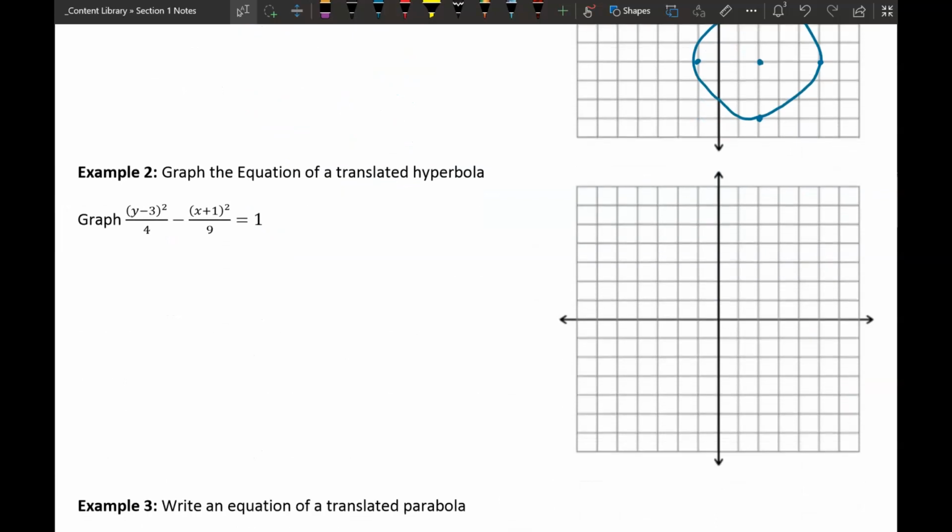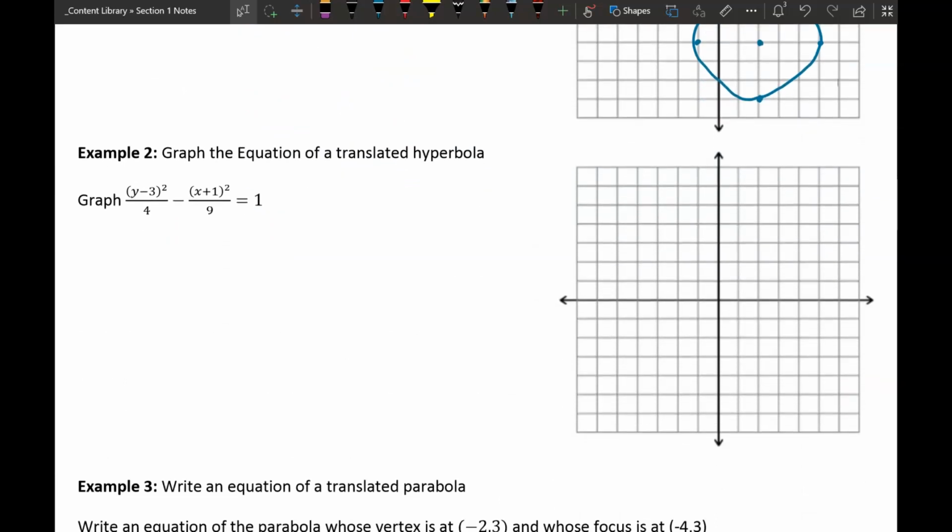To graph an equation of a translated hyperbola, you're still going to want to find that h and that k value. Now, keep in mind that h is aligned with the x and the k is aligned with the y. So our h value is going to be given from here, this x plus 1, which means our h value is -1, and our k value is going to be 3, positive 3.